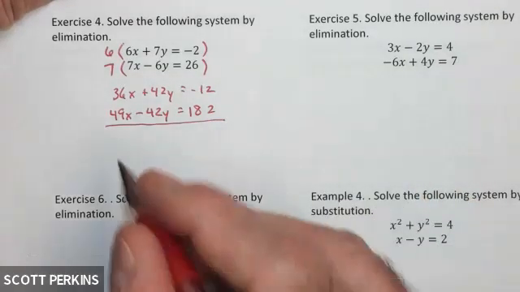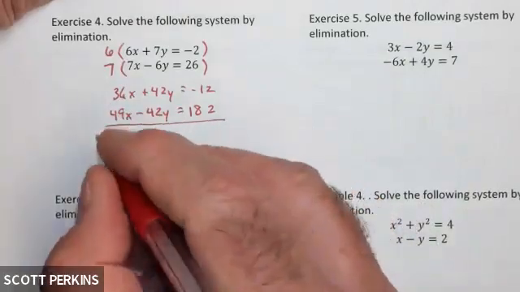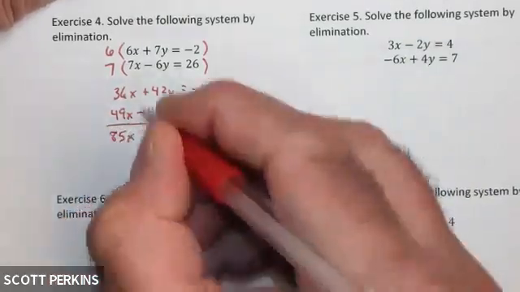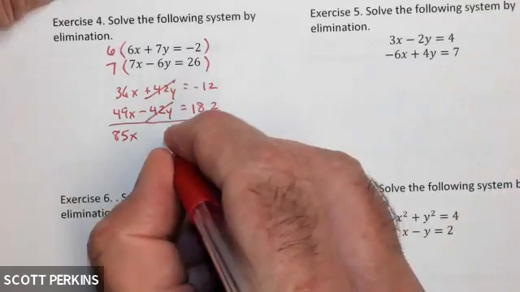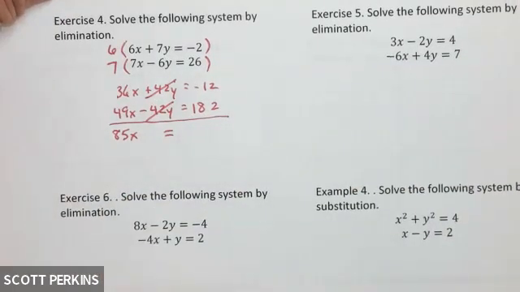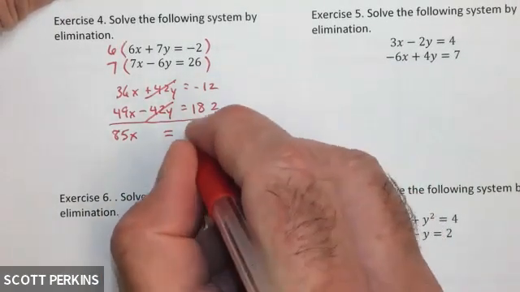All right, so now when I add these together, the 36 and the 49, that turns out to be 85, I believe. The 42s cancel. That's great. That's exactly what I wanted. And then the negative 12 plus the 182 becomes 170.